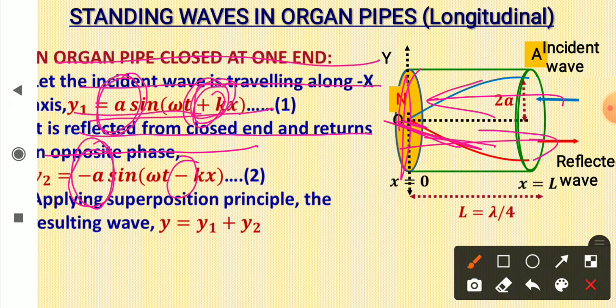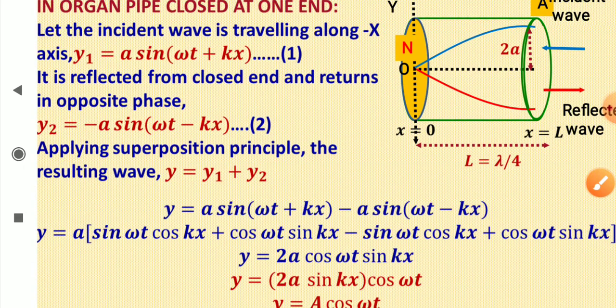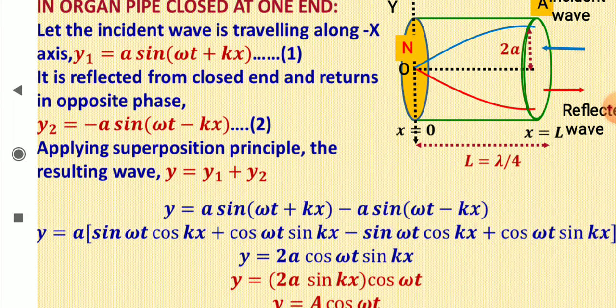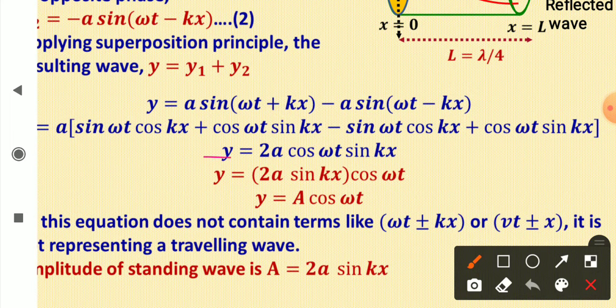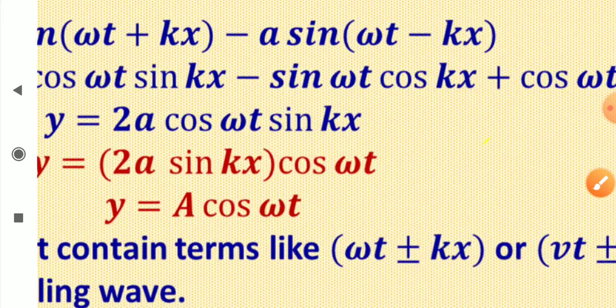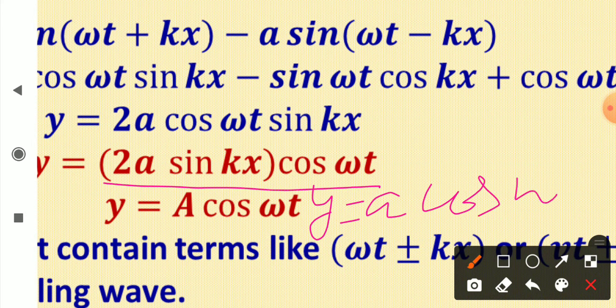And applying superposition principle, the resulting wave is the sum of these two waves y1 and y2. So now y is equal to y1 plus y2. Put the values and open it using the equations of sine A plus B and sine A minus B, and then simplify and you will get y is equal to 2a cos omega t sine kx, and rearrange it. You get y is equal to 2a sine kx cos omega t, and you can compare it with y is equal to a cos omega t.